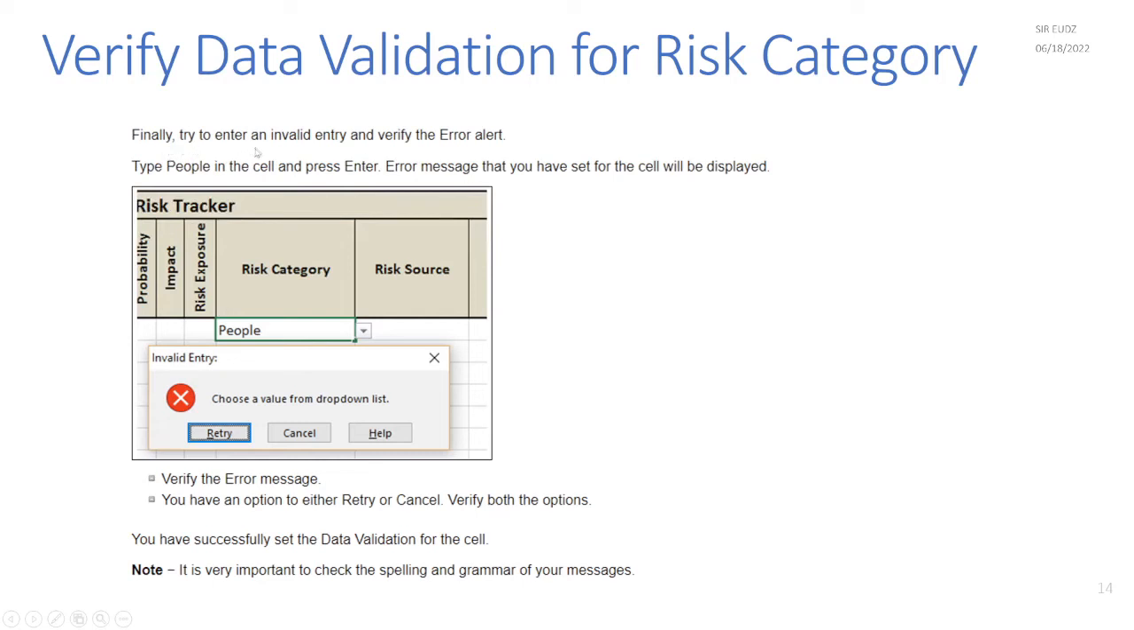Finally, try to enter an invalid entry and verify the error alert. Type people in the cell and press the enter key. So you type, instead of selecting, you type people. The error message that you have set for the cell will be displayed. So this is now the error message. Verify the error message. So that's correct. You have an option to either retry or cancel. Verify both the options. You have successfully set the data validation for the cell.